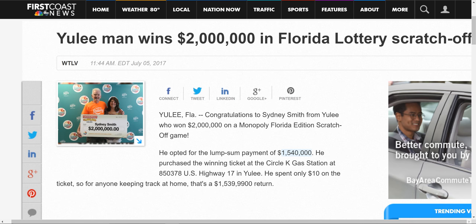So this week, a man in Florida won $2 million. Not $1 million, $2 million on the Monopoly scratcher ticket. $2 million. And he's from a town called Yulee, Florida.